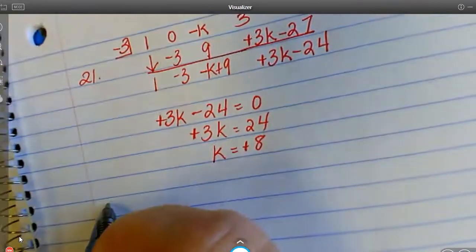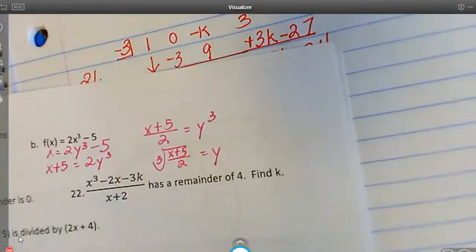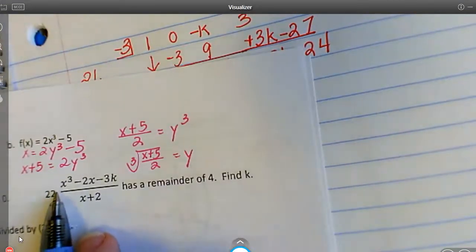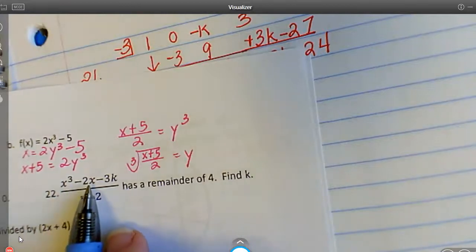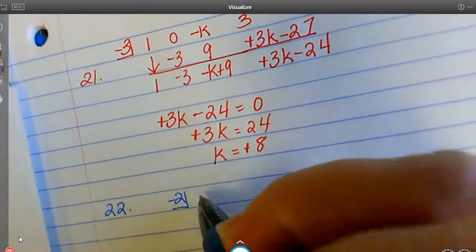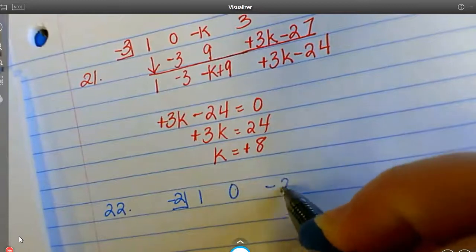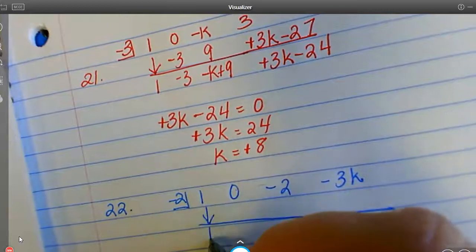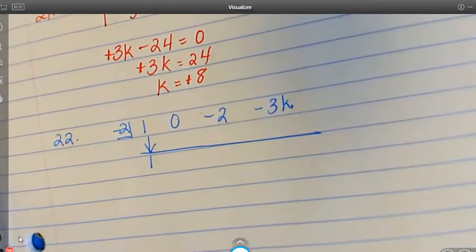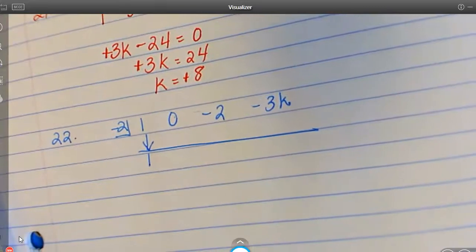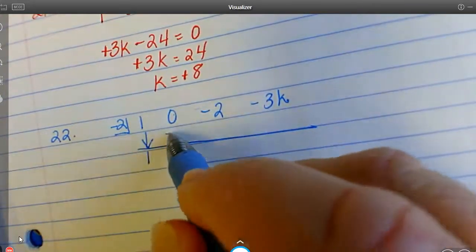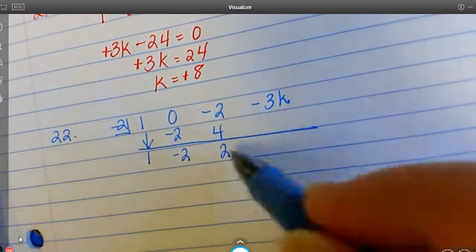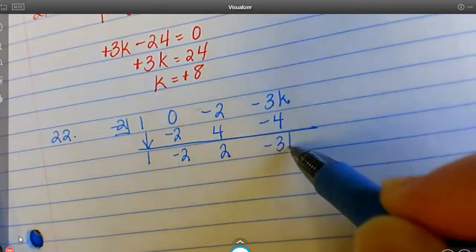Alright, 22 is a similar kind of question. -2 will go in the box. Then we'll have 1, another 0, -2, and -3k. The only time I put letters up here is if there's k's or other letters, but not x's. X's never go up there. Okay, we multiply and add. Multiply and add. Multiply and add.